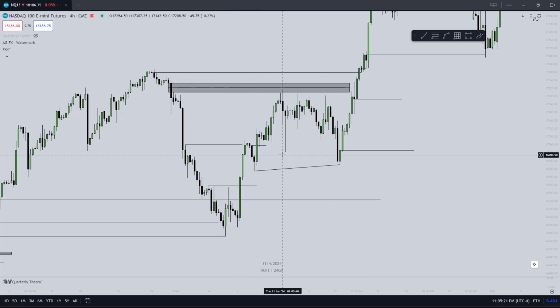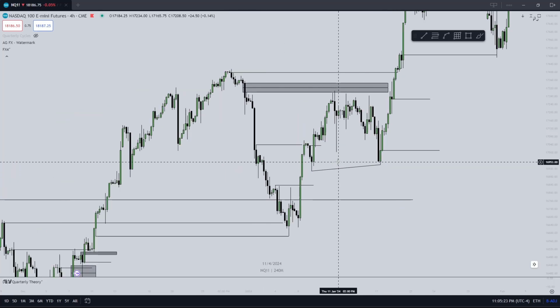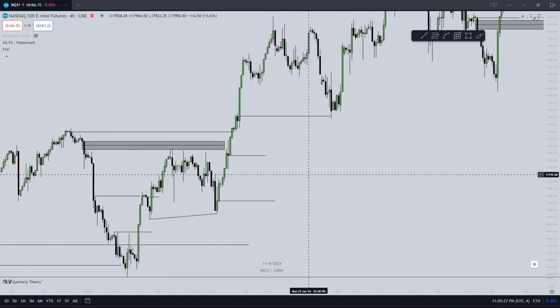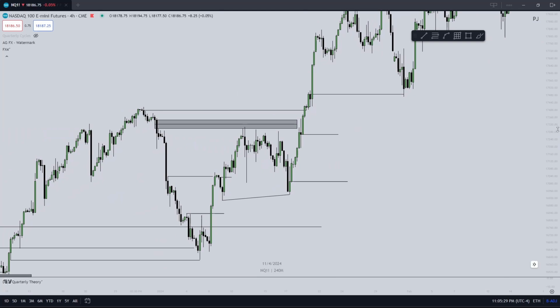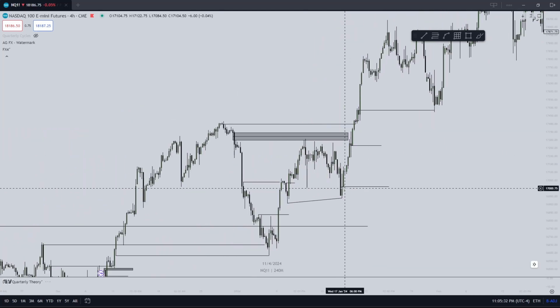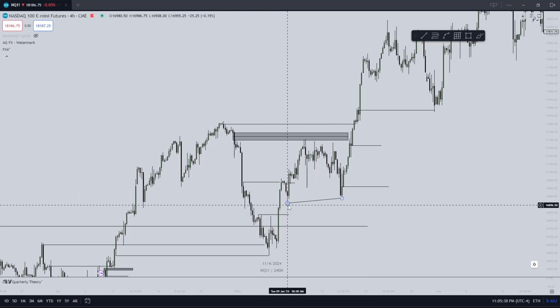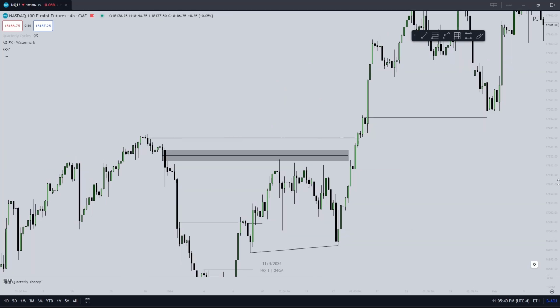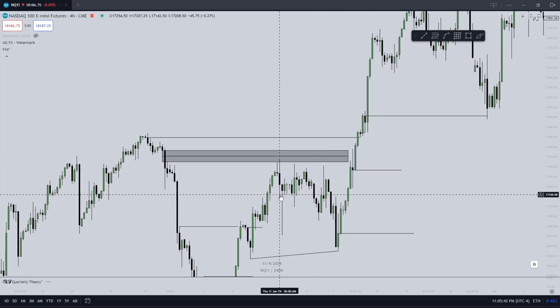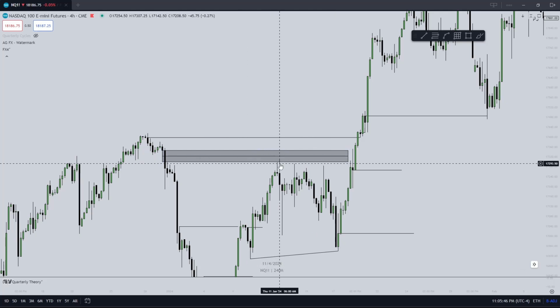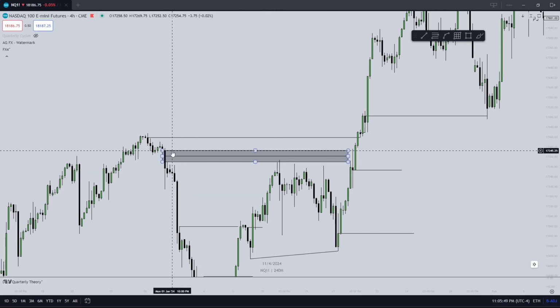And I have this low marked because I know we SMT'd here. I'm pretty sure we did. I'll double check and make sure I don't sound stupid. But we'll continue on, right? After we deliver to a discount, right? Deliver our discount rejection block. We then, and see how this wick was too long, right? We filled it to and through after delivering to a premium FVG.